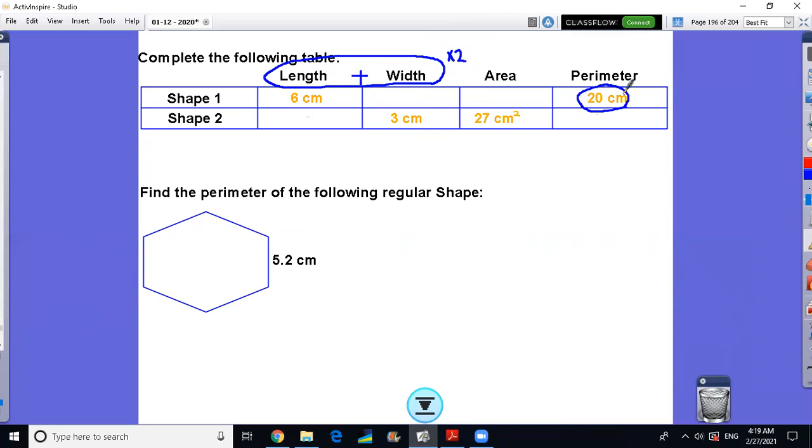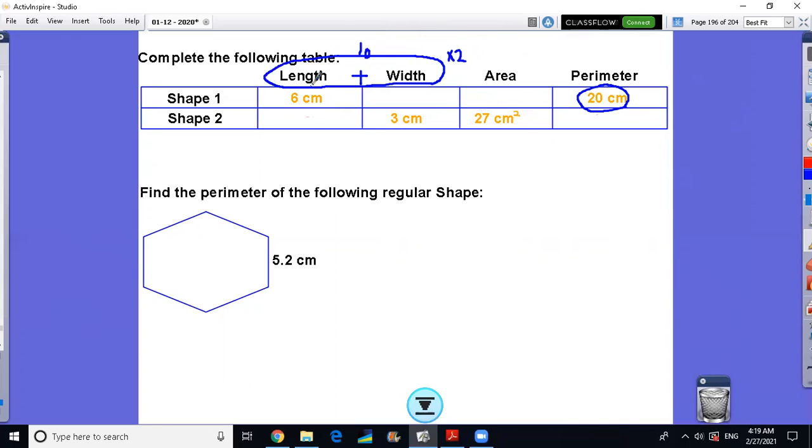So here they told you that the perimeter is 20. Length plus width, you multiply by 2 will give you 20. So I know that the length plus the width must be 10. Must be 10, the length and the width together. Why do you think 10? Because they told you that the perimeter is 20. So 10 multiplied by 2 is 20. 10 is the only number that when you multiply by 2 will give you 20.